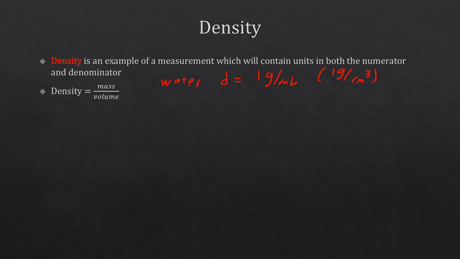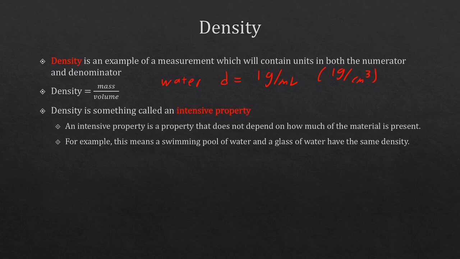What you'll notice is when I talk about that, the mass goes up as the volume goes up. But what is also true is that density doesn't change. I can have a swimming pool full of water, and it will be the same density as a small cup of water. The reason for this is density is something called an intensive property. So an intensive property is a property that does not depend on how much of the material is present. So our swimming pool has the same density as our glass of water.